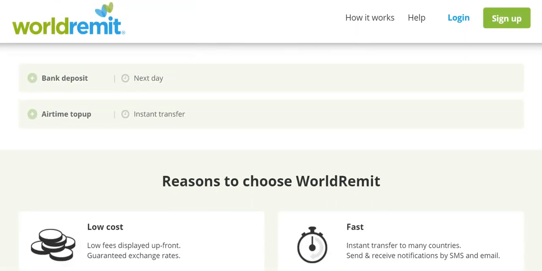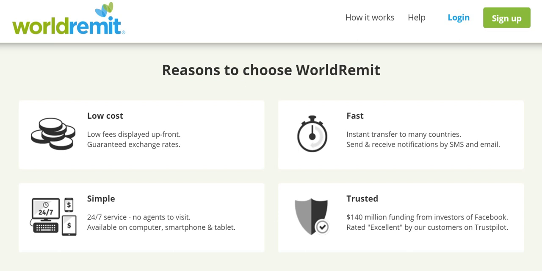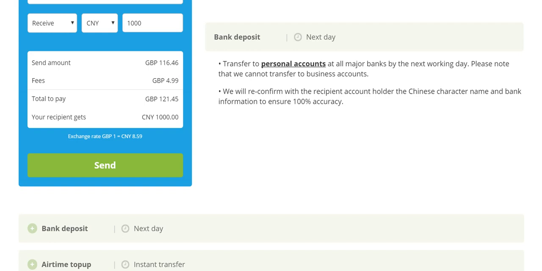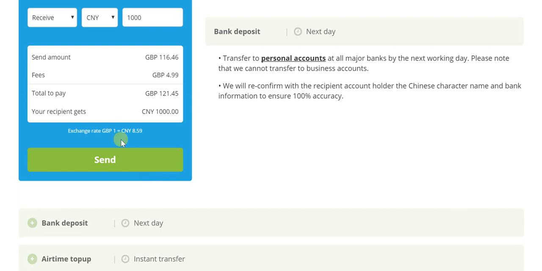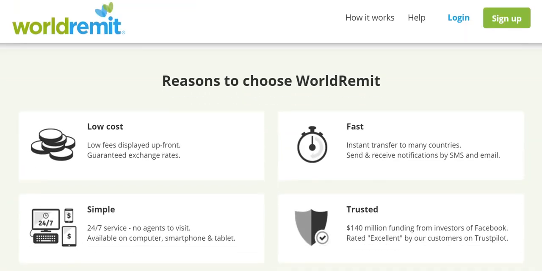Now, having seen that, let's focus on why choosing WorldRemit in particular over others. Firstly, low cost, low fees, which have in fact been displayed right up front. You saw that in this instance too, there's just the 4.99 British pounds fees that are applicable, and exchange rates are guaranteed. So if the applicable exchange rate at this particular point in time is 8.59, that will remain constant, that will not change. And yes, it's in fact super fast, even in this particular instance, as little as the next working day, with constant communication along the way, both by SMS and email to the sender as well as the receiver.